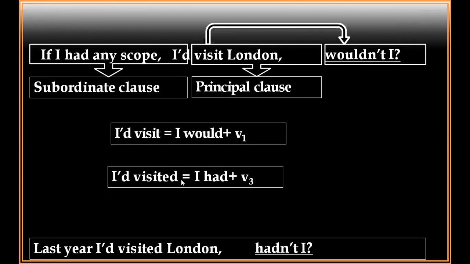I'd visited, that means I had visited. How will you understand? If you see I'd, and after I'd you see V3, then it will be perfect. If you see I'd, and after I'd there is a verb and the verb form is present, then it will be I would. Okay. Last year I'd visited London. I'd visited. After I'd, you see V3. That's why it is I had visited. Okay, hadn't I?